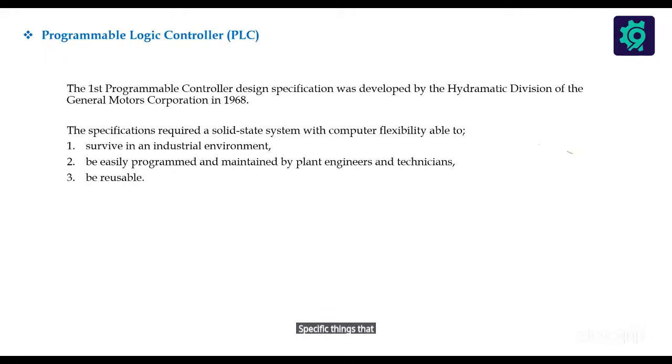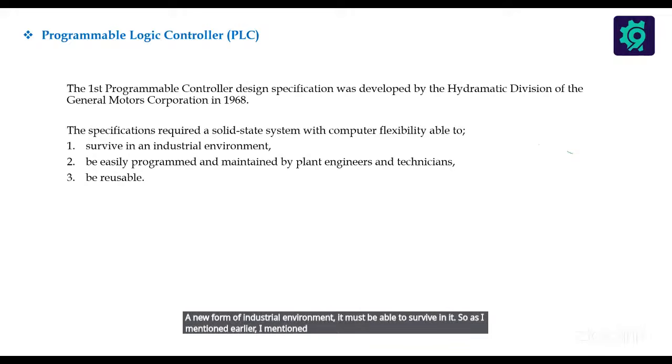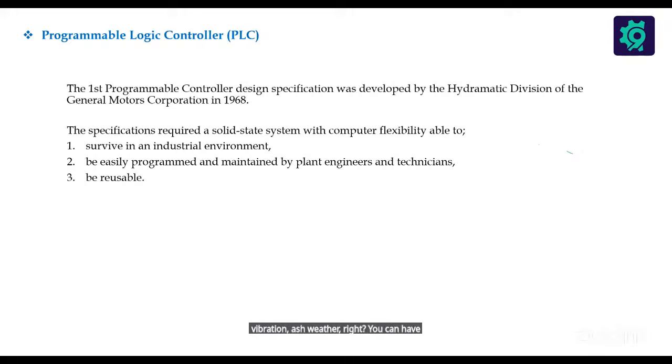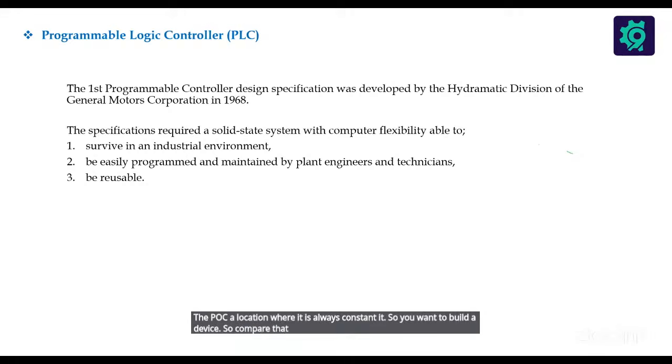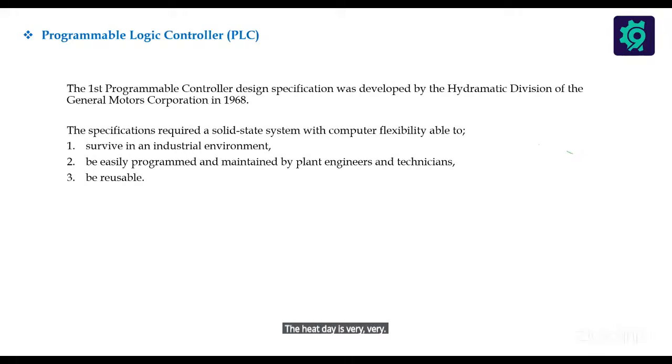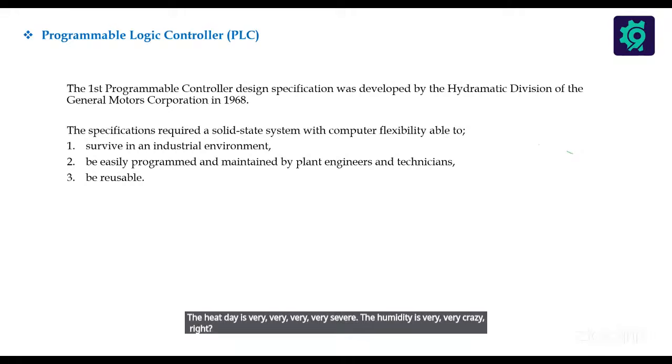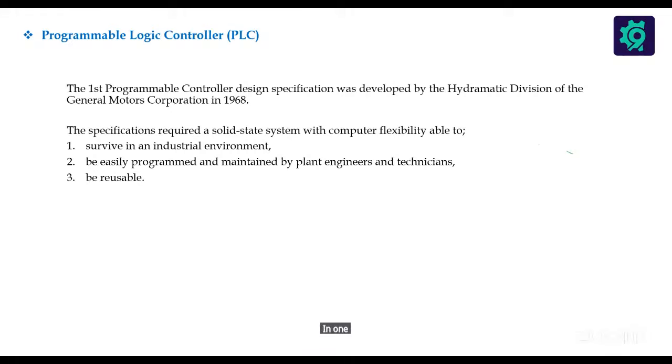Specific things that they wanted to achieve, which was that one, this device must be able to survive industrial environments. Any form of industrial environment, it must be able to survive in it. So, as I mentioned earlier, what are the adverse conditions you can have in an industrial environment? Vibration, harsh weather, right? You can have the PLC in a location where it is always constant heat. The heat there is very severe. The humidity is very crazy, right? Then you want to go and put something like your Arduino or Raspberry Pi board in that kind of environment. It will perform the control function you want it to perform, but definitely maybe in 1 month or 2 months, it will pack up because the design, the build did not take into consideration that kind of environment.